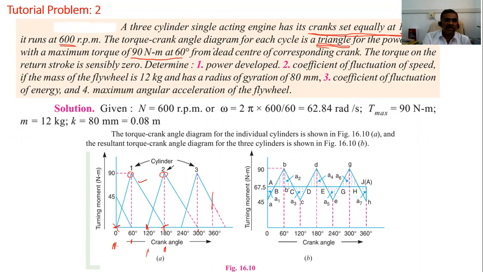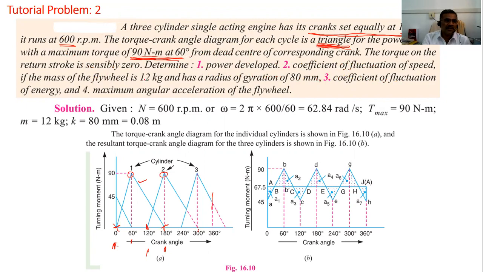The torque crank angle diagram for each cycle is a triangle. So power is produced in the form of a triangle, that is, torque is produced in the form of a triangle, varying from zero to 90 Newton meter at 60 degrees from the dead center of the corresponding crank. The torque on the return stroke is sensibly zero. Determine the power developed and the coefficient of fluctuation of speed.